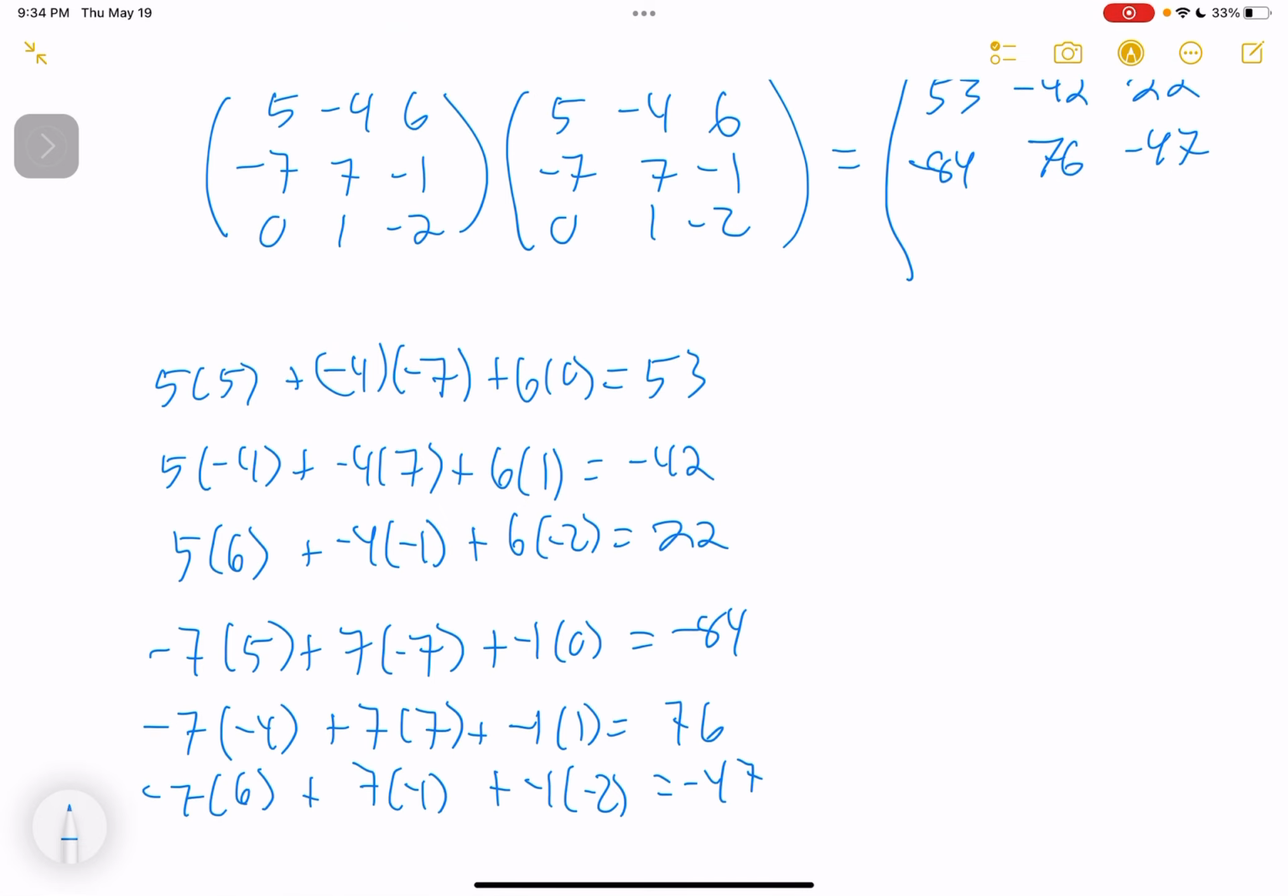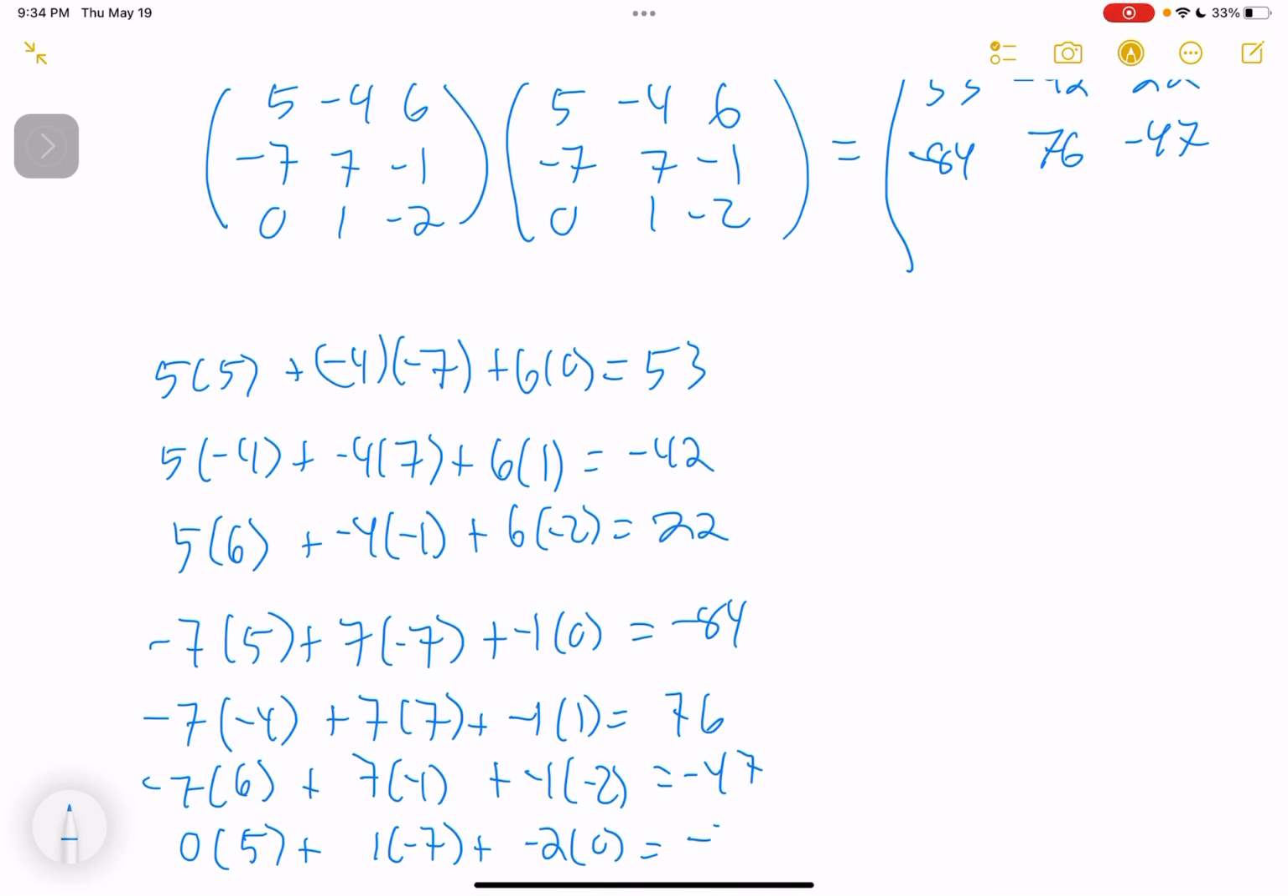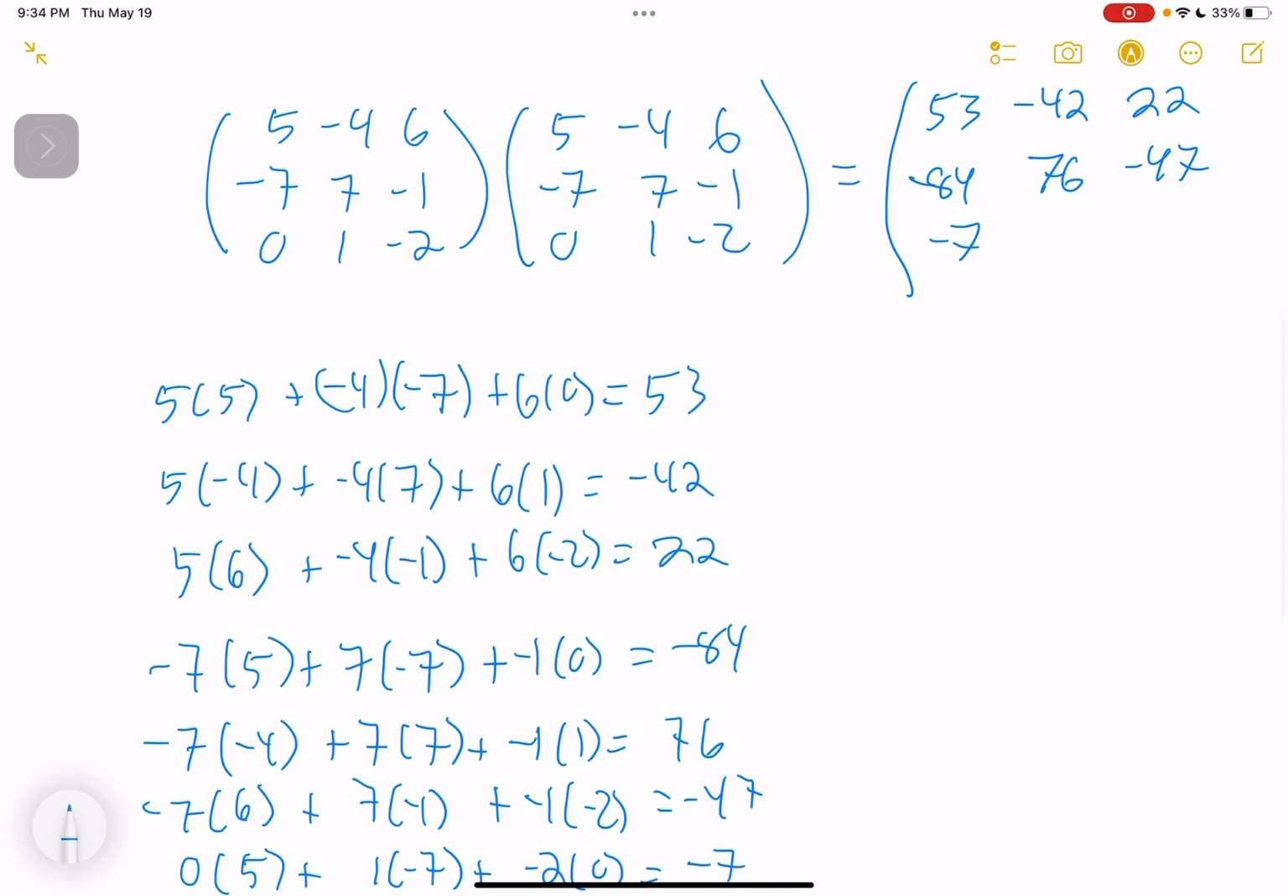Now it's going to be the last row times the first column. So 0 times 5 plus 1 times -7 plus -2 times 0. That's kind of nice. You got a 0 on each end, so it's going to be -7. And then we have the last row times the second column. So let's do it here. 0 times -4 plus 1 times 7 plus -2 times 1. So that's going to be 7 and -2 is 5.